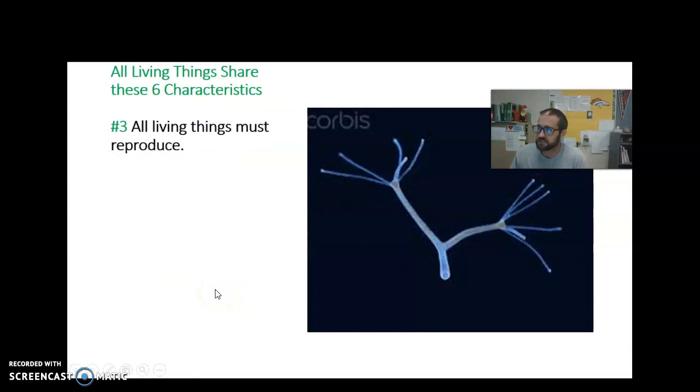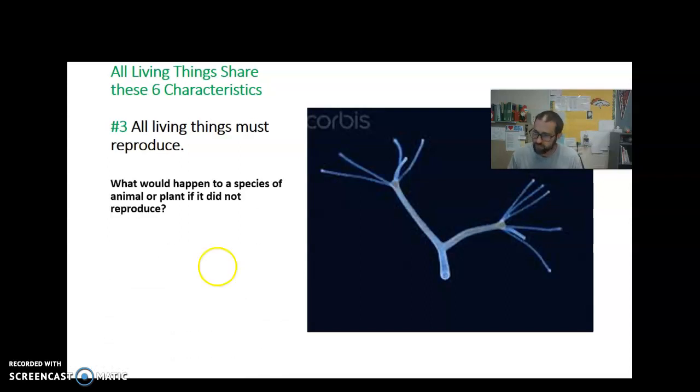Okay, number 3 on our list. All living things must reproduce. So they have to make another generation. So what would happen to a species, animal, plant if they didn't reproduce? That's an obvious answer, right? They wouldn't exist anymore. They would go extinct.